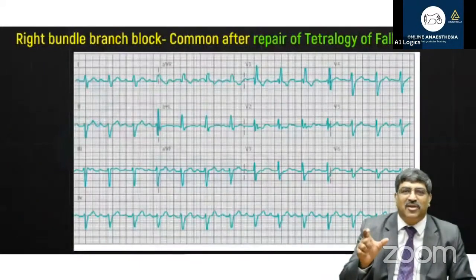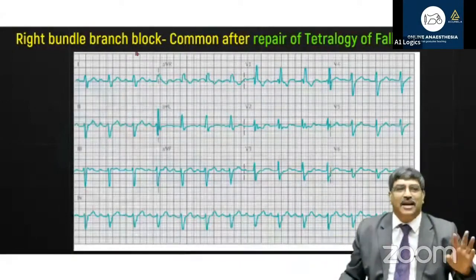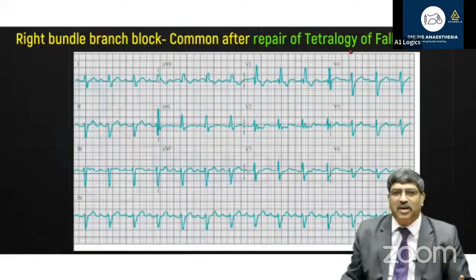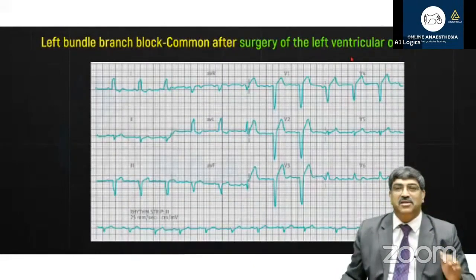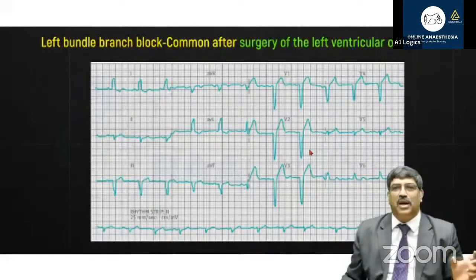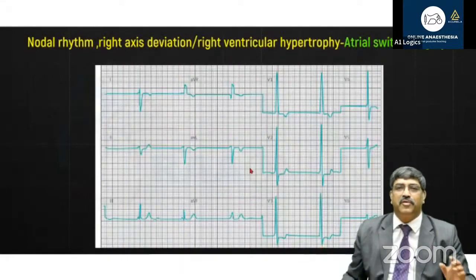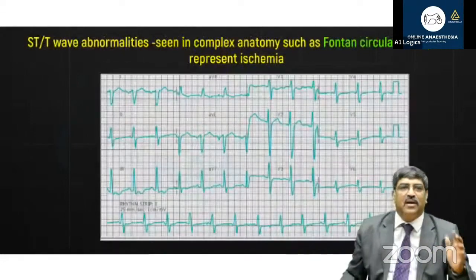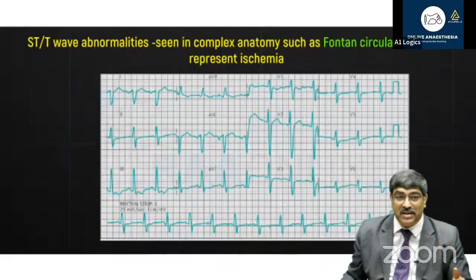So you have to go for a catheter ablation or a surgical ablation. And here I will mention the various common arrhythmias which will happen with various congenital heart diseases. Right bundle branch block, RSR pattern, is usually common with tetralogy of Fallot and atrial septal defect, that is after the repair. Left bundle branch block, common after surgery for left ventricular outflow tract obstruction. You will have a wide QRS complex. Nodal rhythm or right axis deviation or right ventricular hypertrophy usually happens with atrial switch surgery, either with Mustard or Senning. ST wave abnormalities, here you can see ST depression, which can happen with Fontan circulation. That doesn't mean ischemia, you have to understand that.